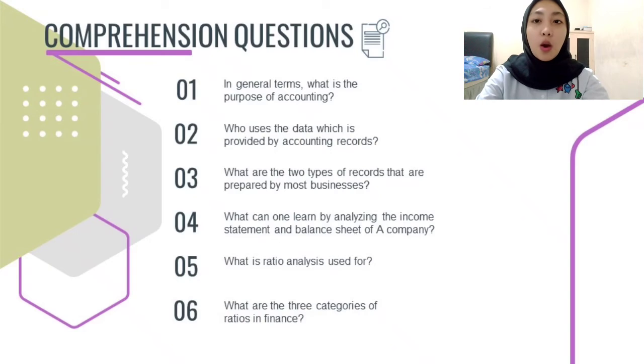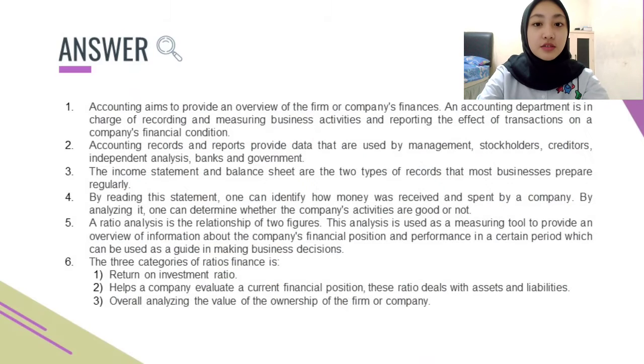Number 6. What are the three categories of ratio in finance? The three categories of ratios in finance. First, return on investment ratio. Second, helps a company evaluate its current financial position. This ratio deals with assets and liabilities. Third, overall, analyzing the value of the ownership of the firm or company.